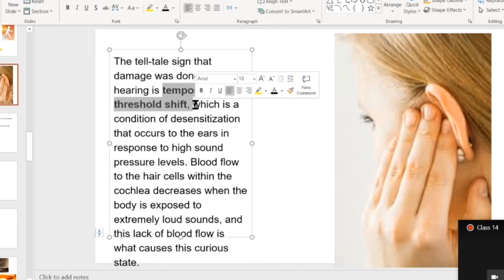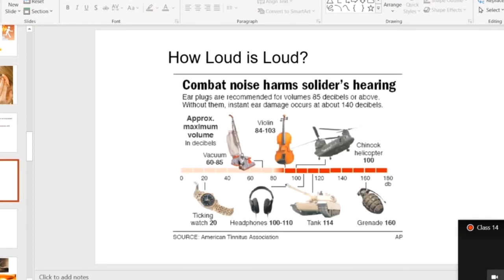Yeah, this is called temporary threshold shift, which is your body saying, all right, I guess you're just going to do this now. So it's a defense mechanism where your body attempts to stem the flow of loud sound pressure level into the cochlea. It's more or less successful, but usually means that you've busted off some hair cells, you've caused some inflammation, right? You've done damage. Okay, so how loud is too loud?